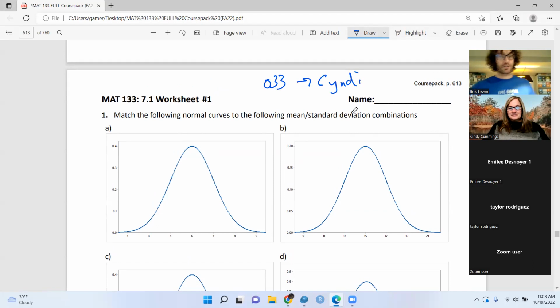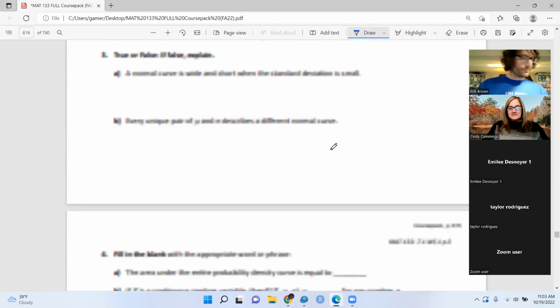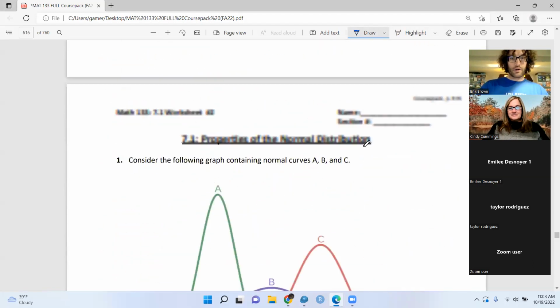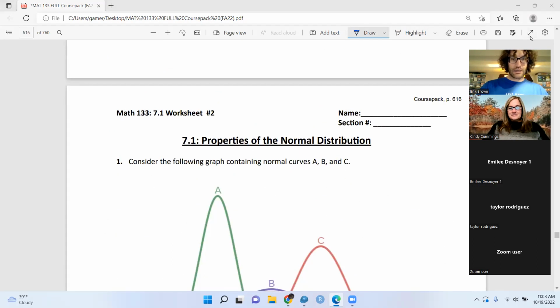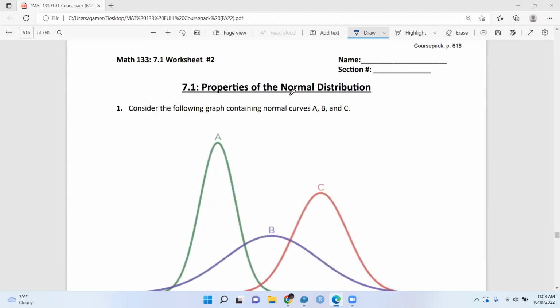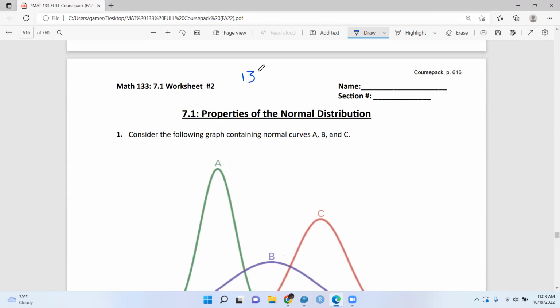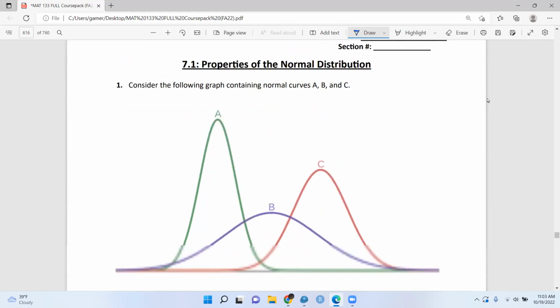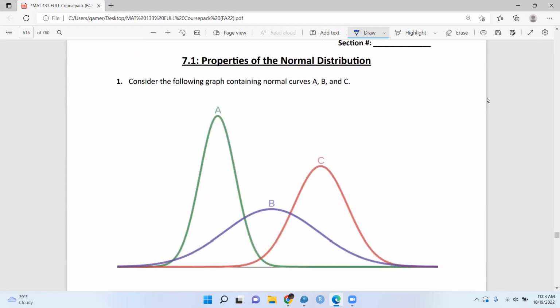All right, then let's start on number 2. So we are on page 616. We'll start here and we can go back to it if we need to. This is the 133 worksheet for me, meaning Eric. And we're looking at the normal curve.